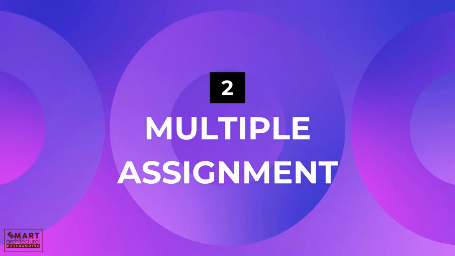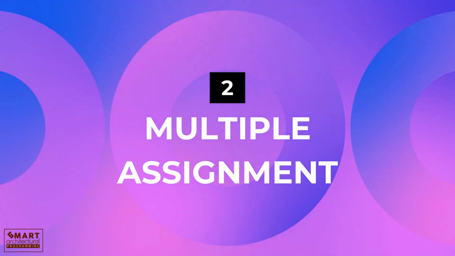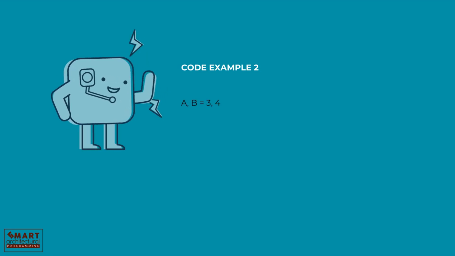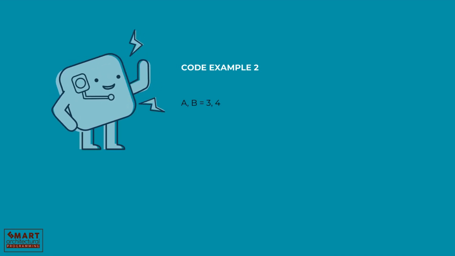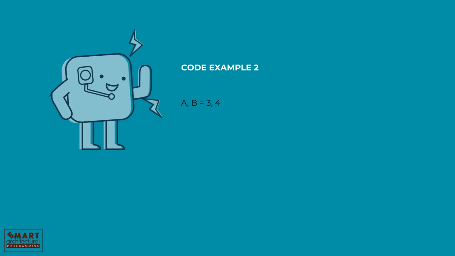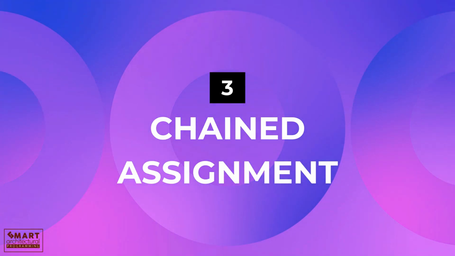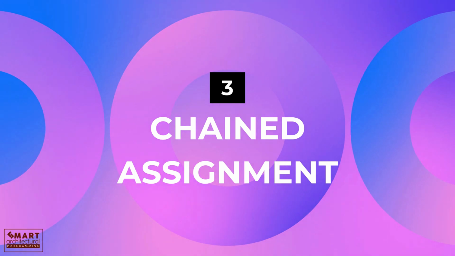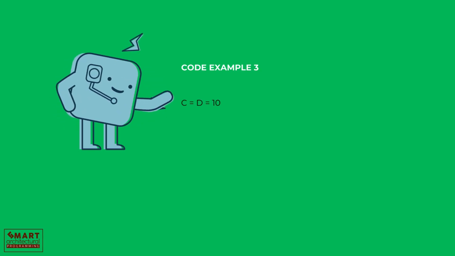Python also allows multiple assignments in one statement. A, B equals 3, 4. This assigns 3 to A and 4 to B simultaneously. Chained assignments let you assign a single value to multiple variables. Now, both C and D hold the value 10.